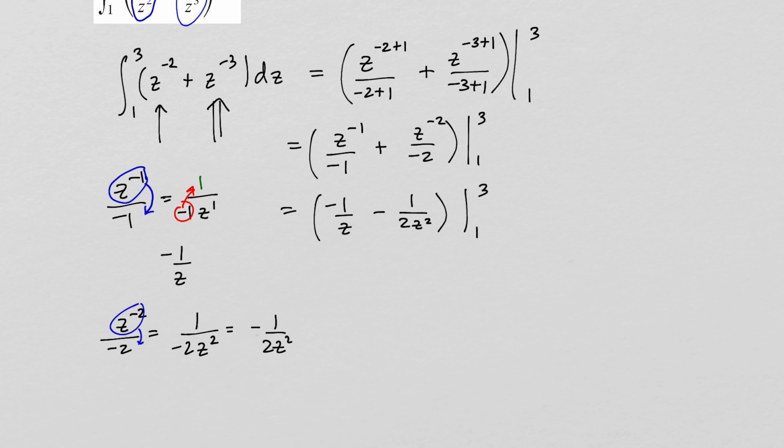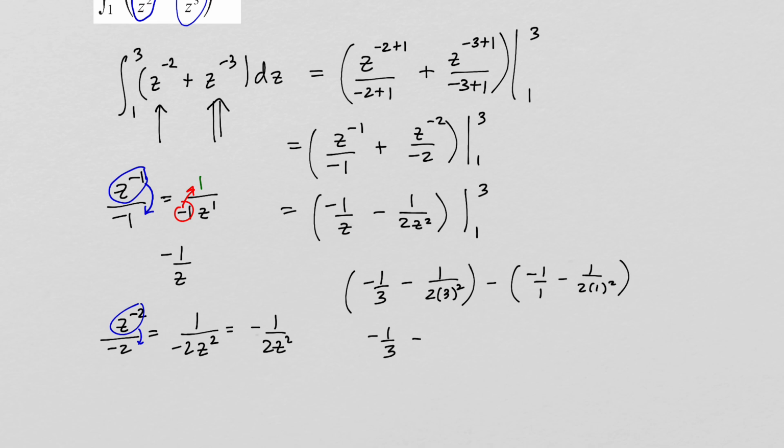And now we evaluate from 1 to 3. So this is the fundamental theorem of calculus. Now we are going to plug the upper limit in for z into both of these, and then we'll plug in the lower limit. So first, let's plug in 3. Looks like this. Minus, and when I plug in 1 for z, it looks like this. And now let's do the math.